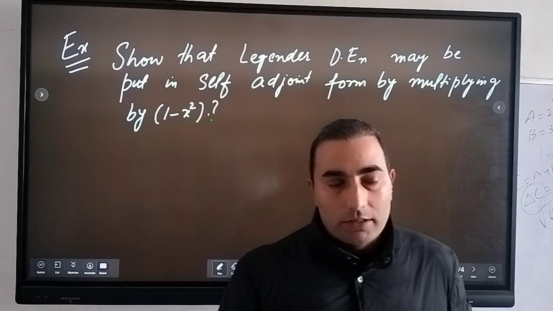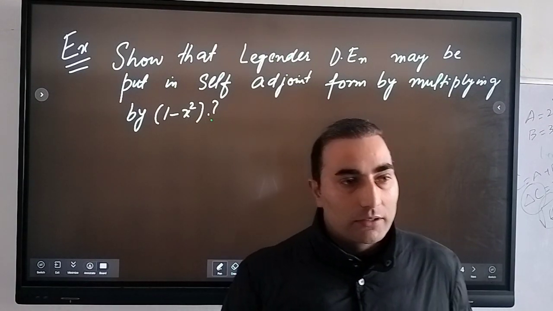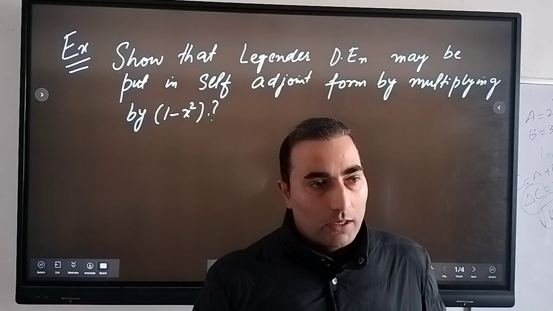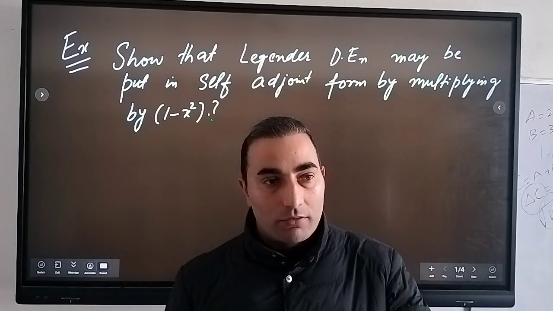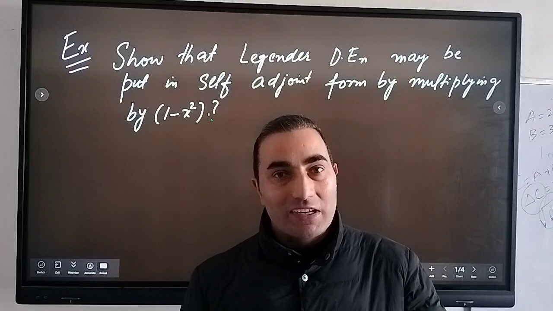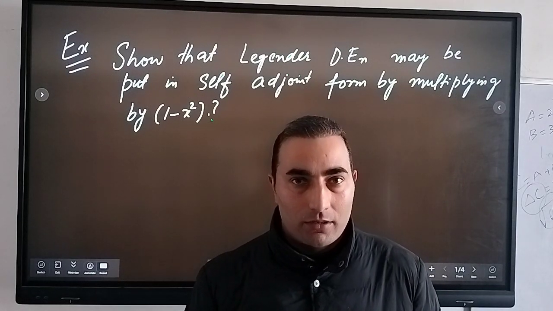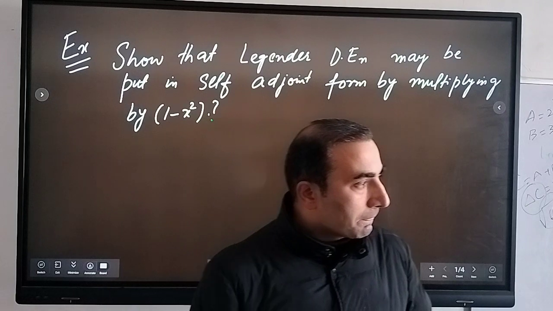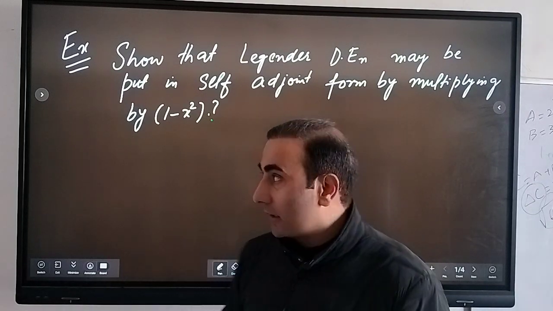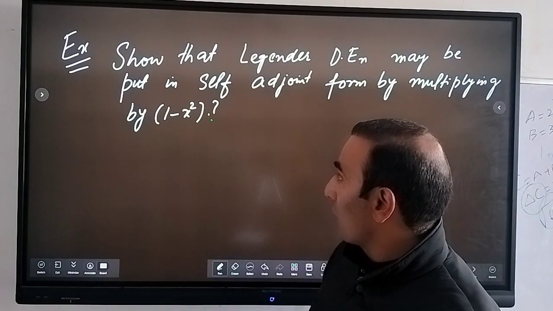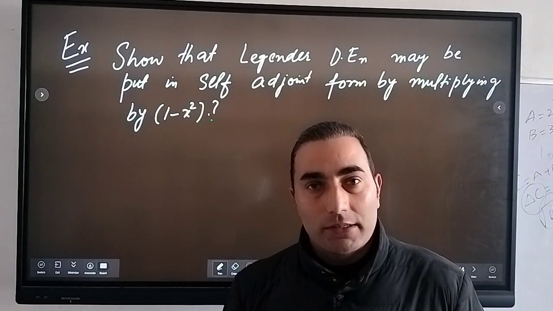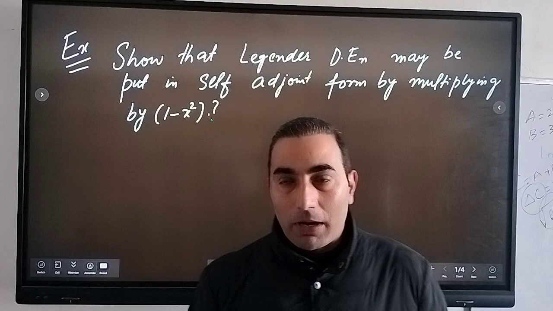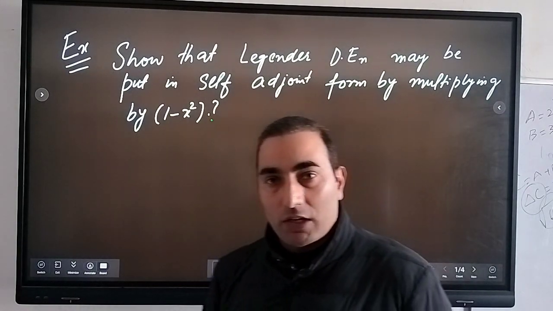Hello dear students. This is another lecture on differential equations, and today our main focus will be only on problems related to different topics in mathematical physics. Today we have one problem. We need to show that this Legendre differential equation may be put in self-adjoint form by multiplying by some factor, 1 minus x squared.